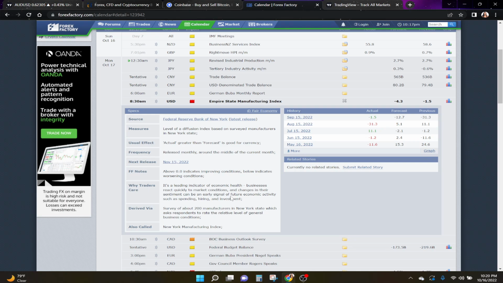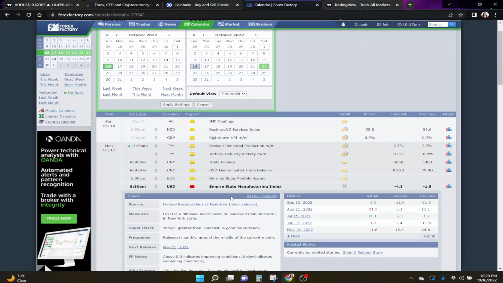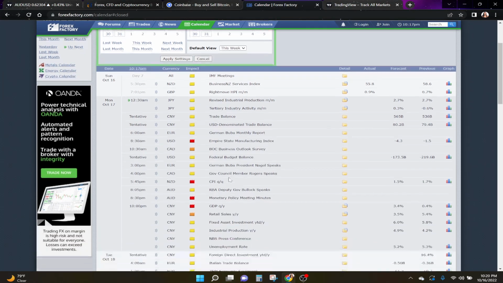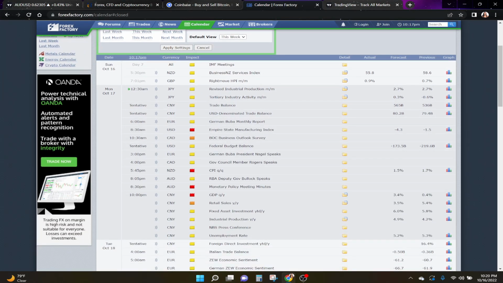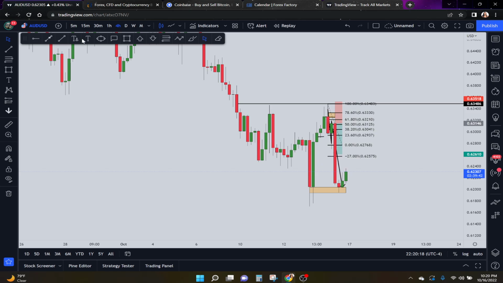So the first thing you want to do when you get up in the morning or at night, whatever time you trade, is look at Forex Factory to get an idea of whether or not your pair is going to be experiencing any type of volatile market conditions, so you can be prepared and factor that into your trading plan. Okay, that's pretty much it.